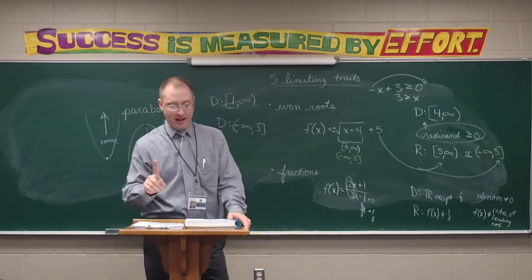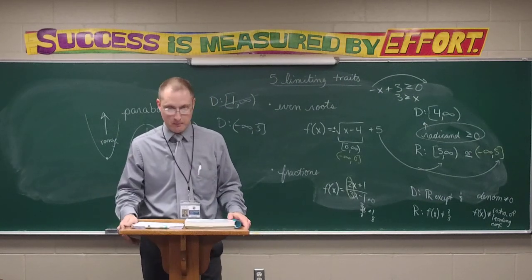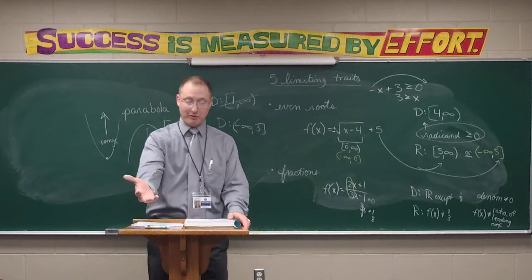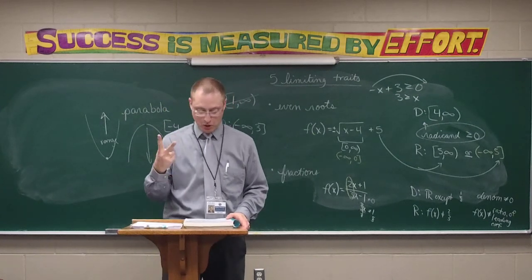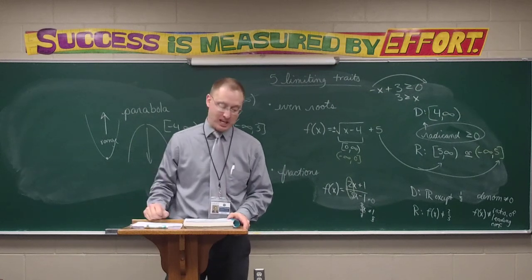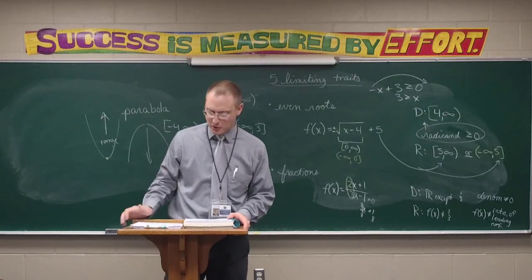33. What's the one value you cannot plug into 33? A 1. Because that would give you a 0 denominator. You can't have that. What's the one number you'll never get out of 33? A 2. Number 35. What's the one thing you cannot plug in? 3. The one number you cannot get out? 5. Number 37 is a fun one.